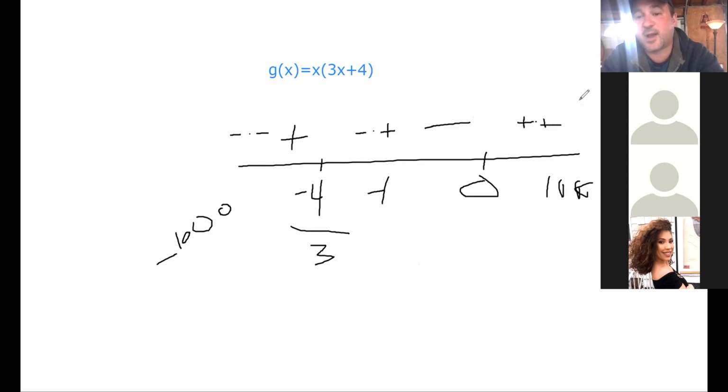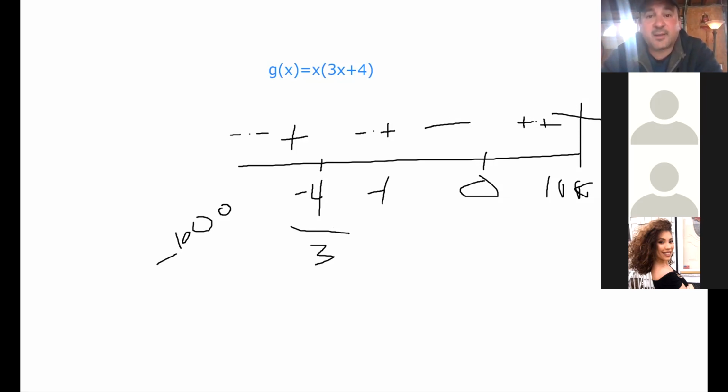And positive times positive is a positive number. So we go from positive to negative. So we're going up and then down. So we have a maximum at negative 4/3. And then we're going from negative slope to positive slope at 0, which means we have a local minimum at 0.